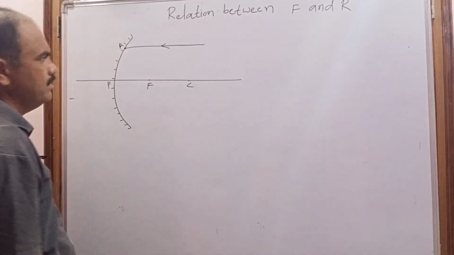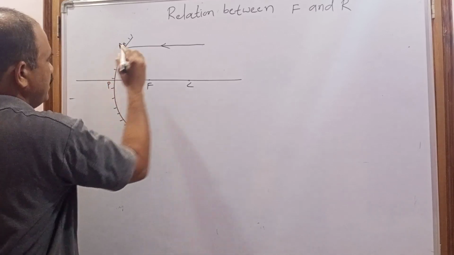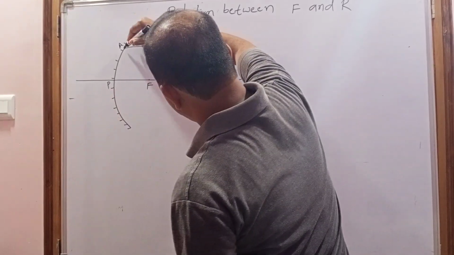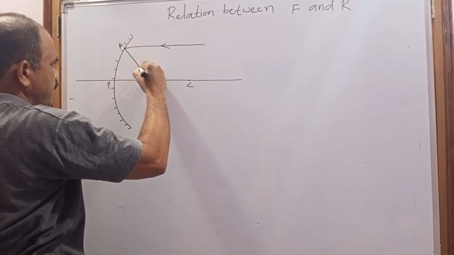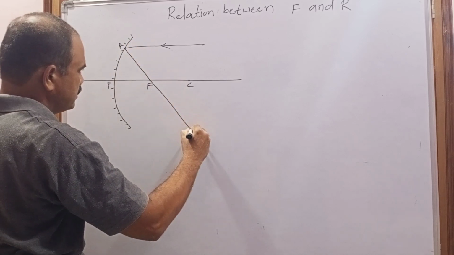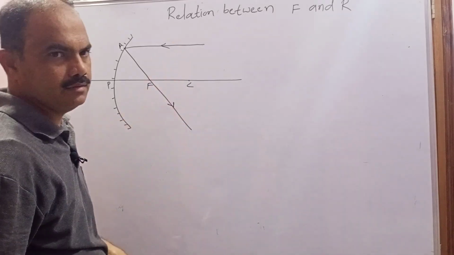According to the rules, if the incident ray is parallel to the principal axis, after reflection how will it be? It passes through the focus. This is the reflected ray, and this is the incident ray.